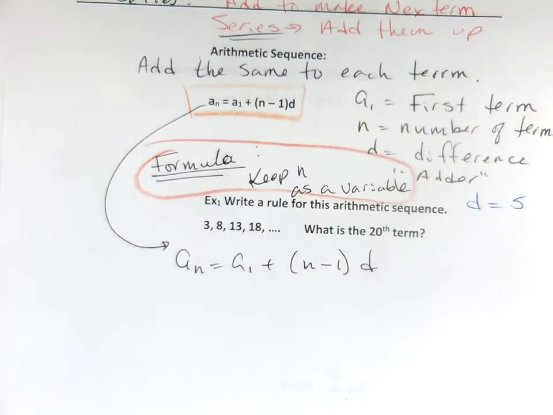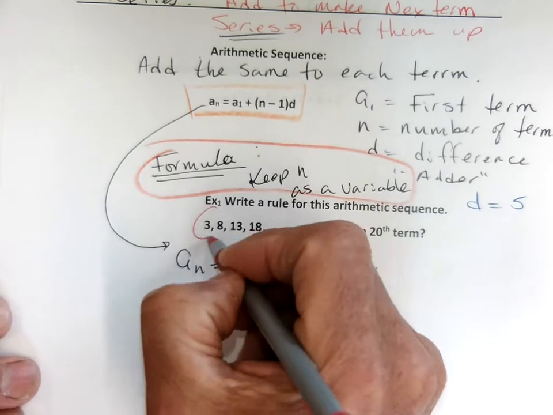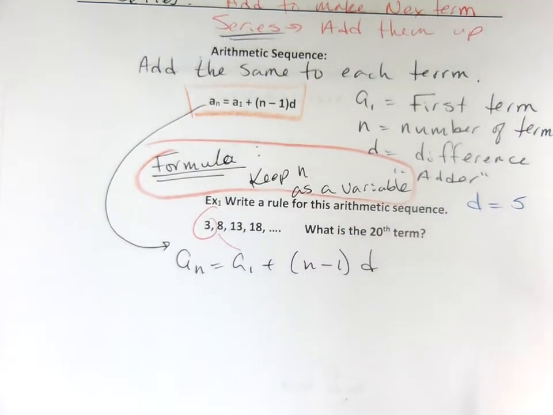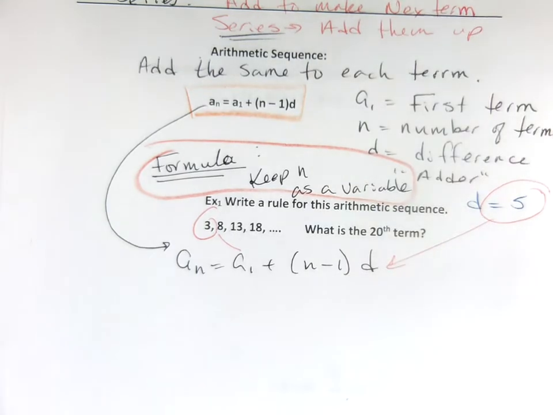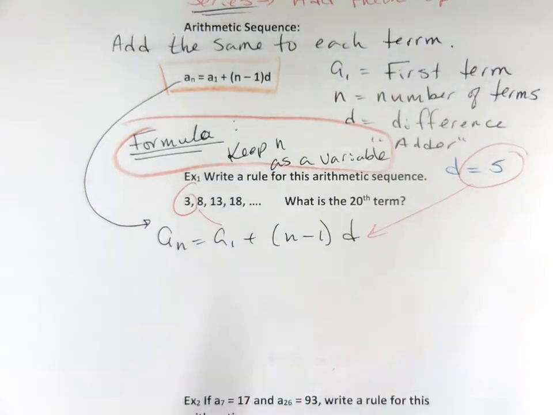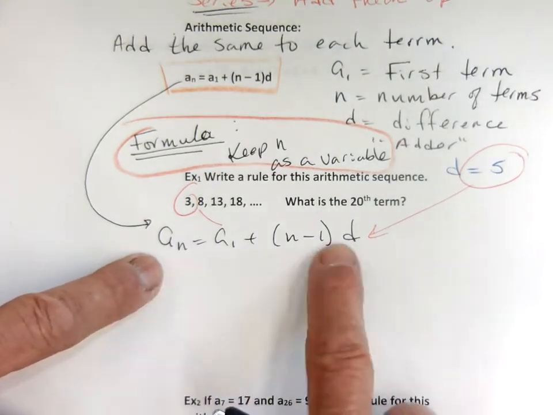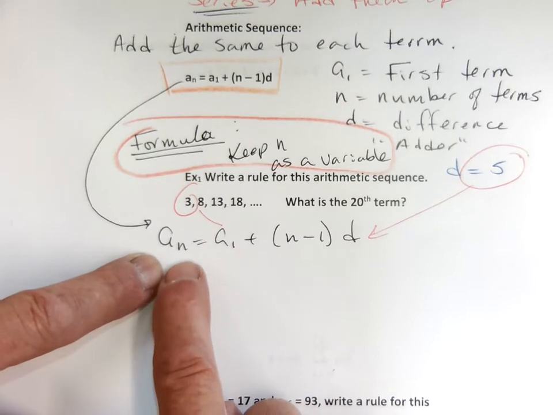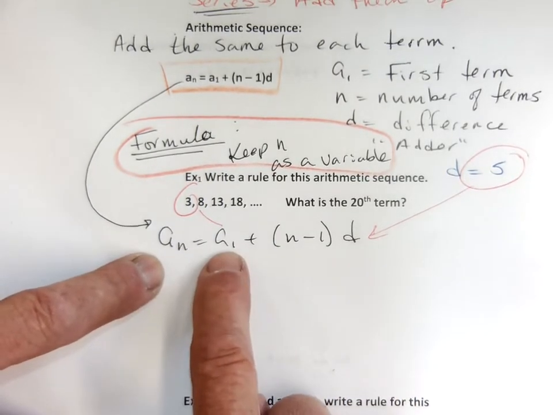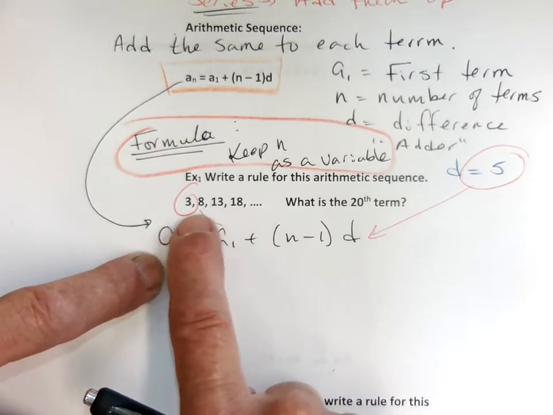But let's put in what we know. We know the first term, right? We know A1 is 3, so put 3 right there. We know the difference is 5, so put 5 right there. And if I need a formula, keep n as a variable. Okay, so how am I doing? Am I going too fast? We're given a formula here, but we need to put in the numbers that we know that make this sequence, okay? We need to put in the numbers for this sequence that work.